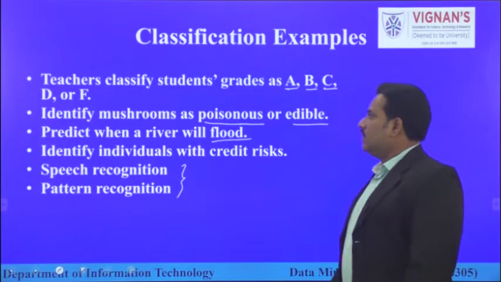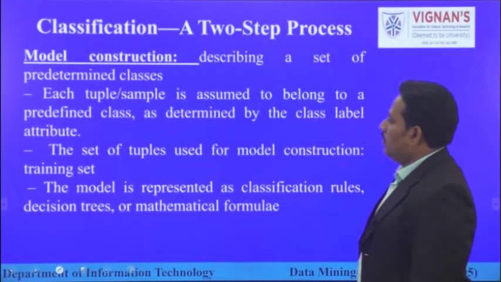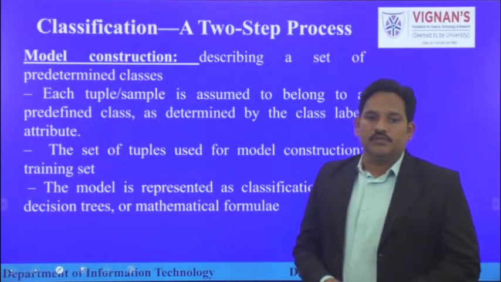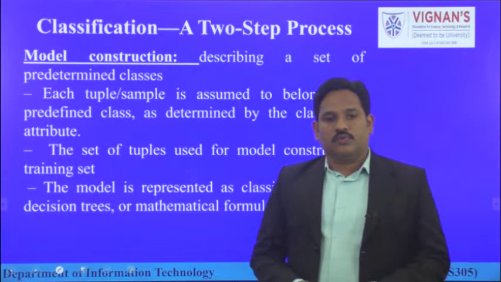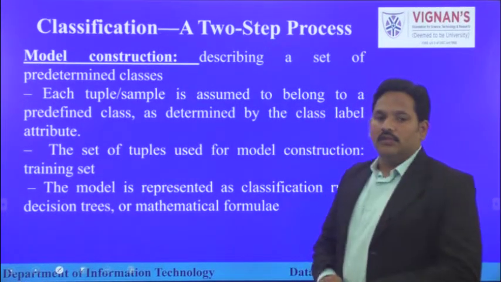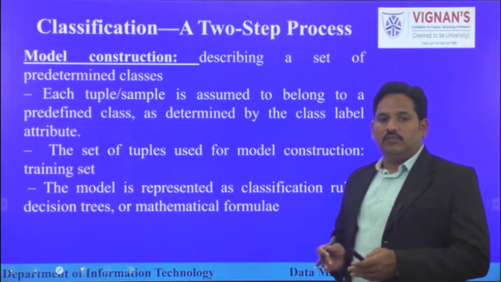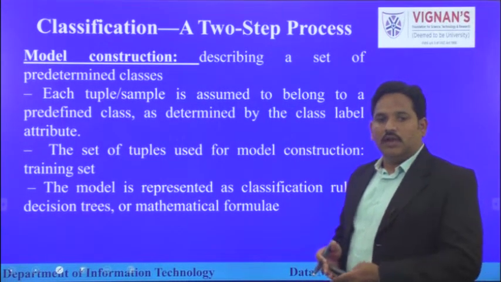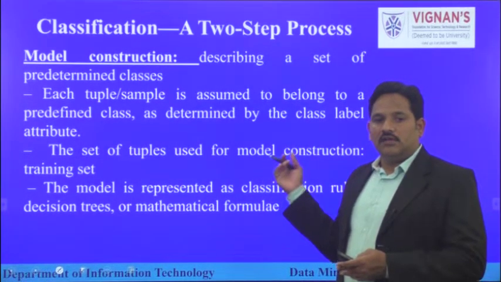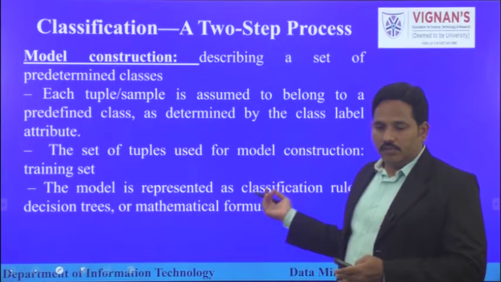So these are some of the real-time applications of classification. Now in this overall classification approach, we can divide this process into two sub-processes. One is model construction, second one is model usage. In model construction, we have to construct a model based on the past knowledge. Like in the previous example, we took the student past history or class label like pass or fail and we applied that knowledge on the unlabeled data.